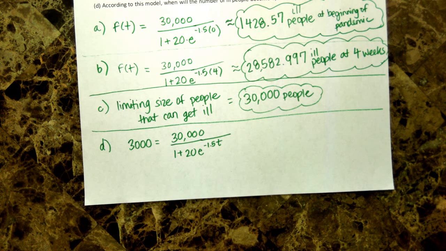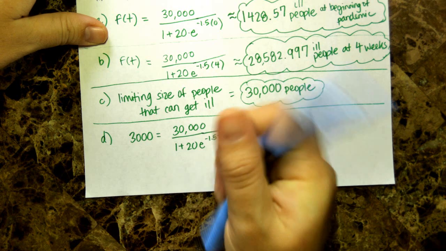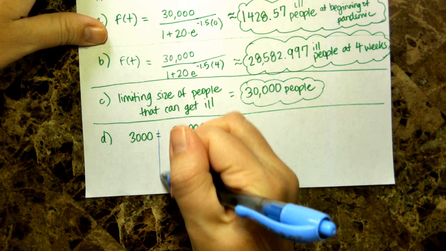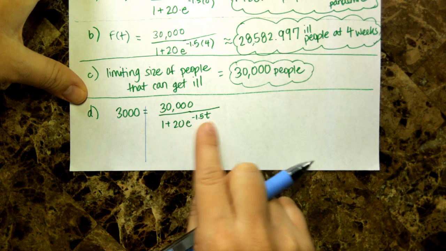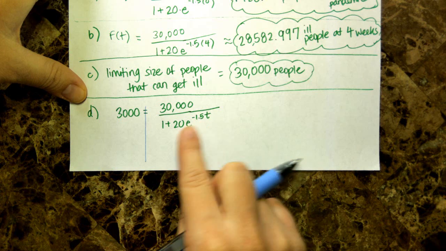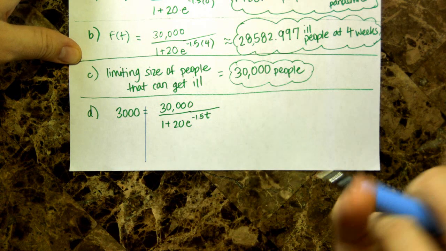There's many ways to go about this, so if you have a different way, that's totally fine. I'm going to go ahead and just solve for it, getting rid of the fraction. So I do want to get rid of this fraction. I know t's there on the bottom, and I do want to solve for t, but I want to get it out of the fraction.